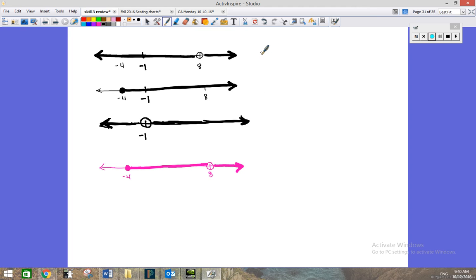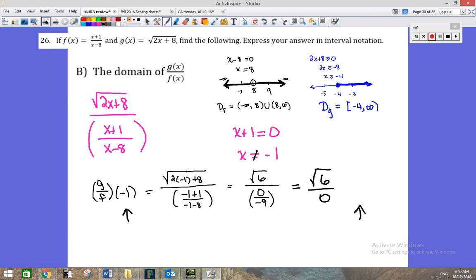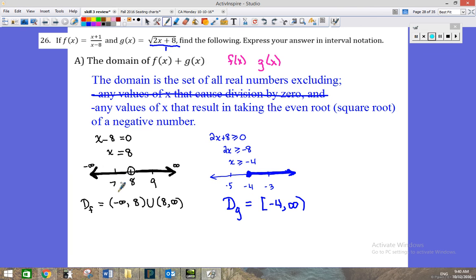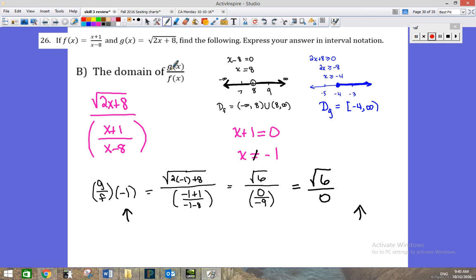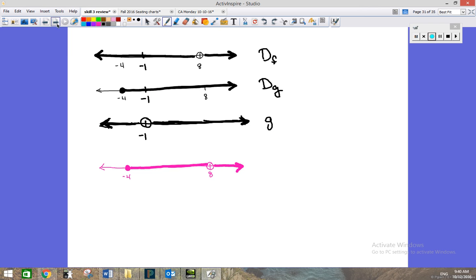So I had the first number line represent the domain of f. This represented the domain of g, and this represents not g. f. I wanted to prevent f of x from ever equaling 0 because it's in a denominator. So all of these values will provide us a value that's not 0.